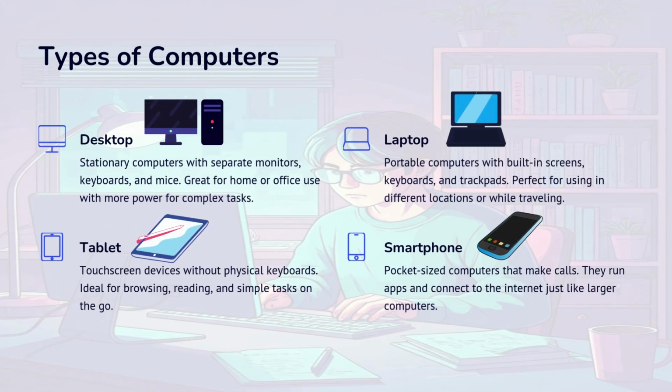There are different types of computers you might come across. Desktop computers, which usually stay in one place. Laptops, portable and perfect for on-the-go use. Tablets, smartphones and smartwatches. These are smaller devices, often with touchscreens. While they may look different, they all follow the same basic principles.